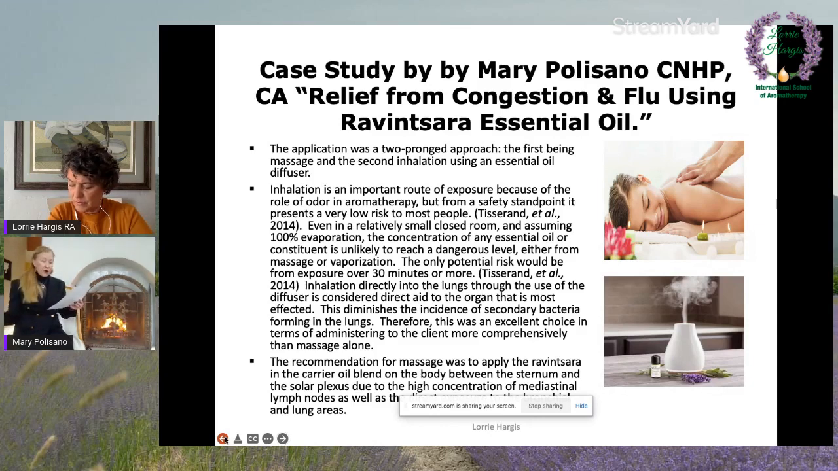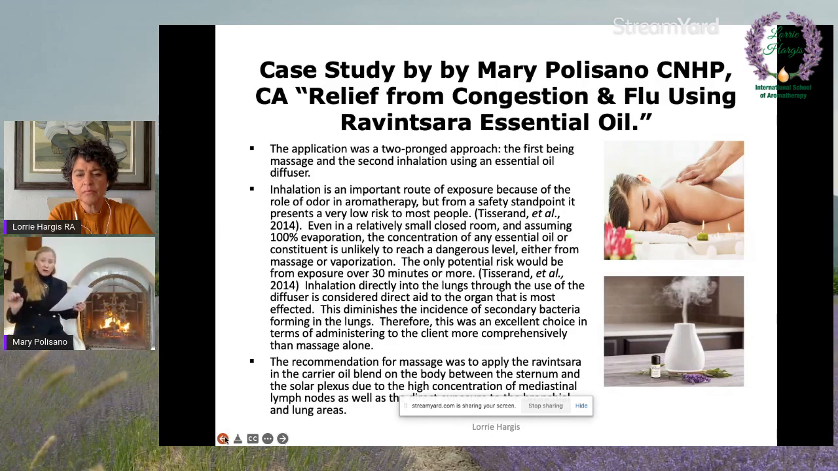This is verified in the Tisserand Essential Oil Safety Book. Even in a relatively small or closed room, assuming 100% evaporation, and it's never 100%, but even in a case study, concentration of any essential oil constituent is unlikely to reach any kind of dangerous levels. Now that's different with pets and other beings, but this is just a kiddo in a very tight little dorm room. So we were sure that it was a very, very safe environment for him to have in his diffuser.